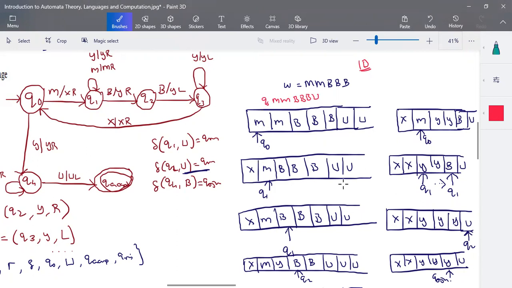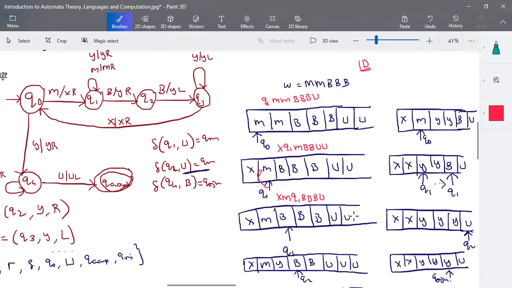Okay, so for this the instantaneous description is you have X and you have an M to the prefix of it, like reader head focus on this M, right? To the prefix of it, I have to write this Q1 and the remaining elements will remain as it is in the tape. Okay, so this is the first step, this is the second step, and third step, write the instantaneous description. You have X, M, your reader head focus on this place, right? Write it as Q1, B, B, B, blank representation.